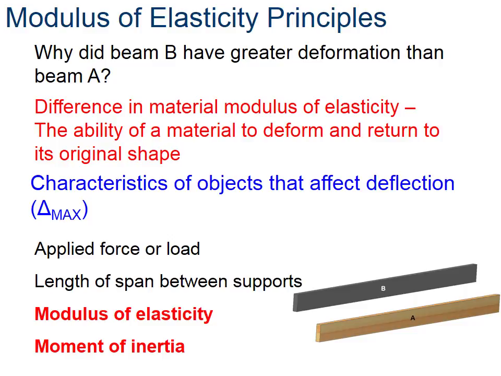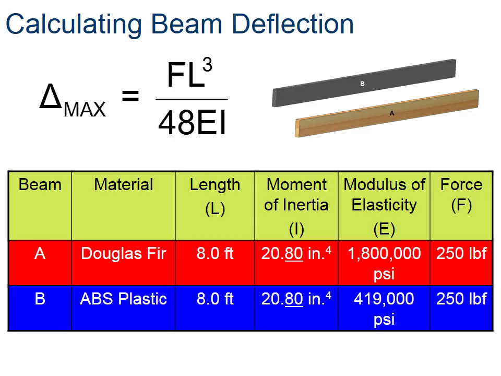We're going to look at this. This is deflection. The triangle here means how much change in the max. The applied force and the length of the span between the supports. We're going to look at modulus of elasticity and this thing, moment of inertia. So when we go to calculate the beam deflection, we need to know how much each one of these boards is going to flex this way.